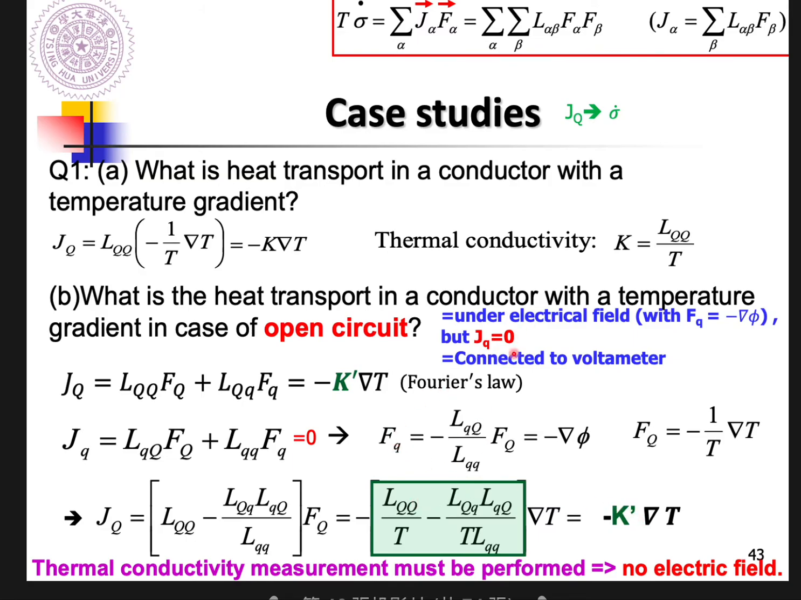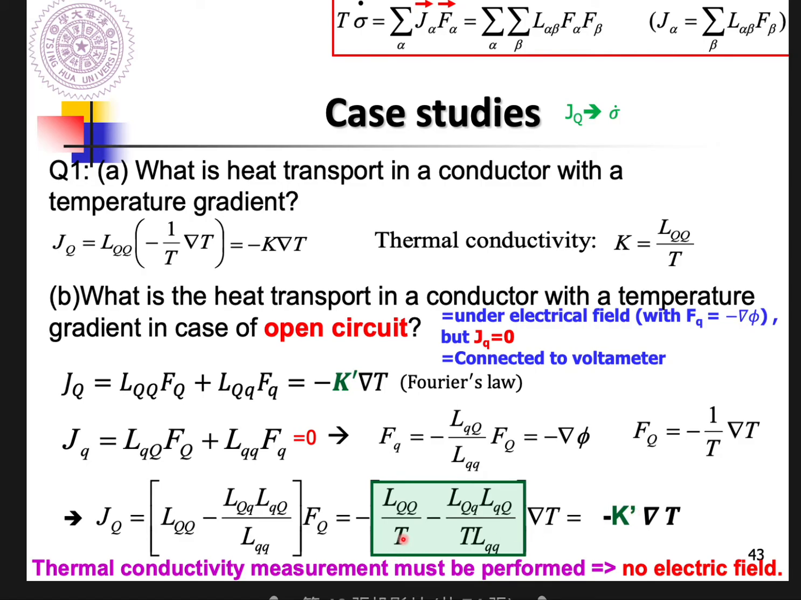So in this case, the system has two driving forces: one is the temperature gradient and also the electrical field. At this moment, if you measure the heat flux divided by the temperature gradient, the kappa prime you get is actually kappa, the intrinsic material property, minus an extra term. This extra term is related to the coupling coefficient, the direct coefficient, and also the temperature. So if you want to measure the accurate thermal conductivity, please perform your experiments under the condition with no electrical field. Otherwise, you are going to underestimate the thermal conductivity of your materials, because kappa prime is smaller than kappa.